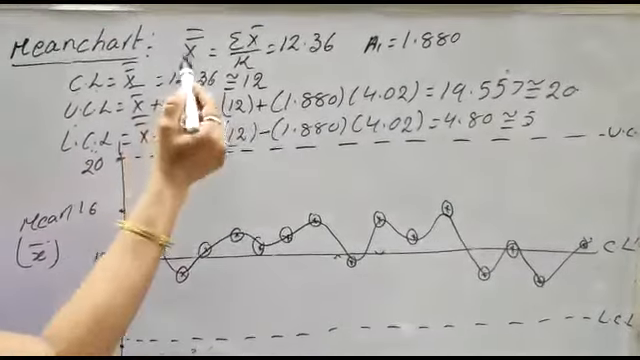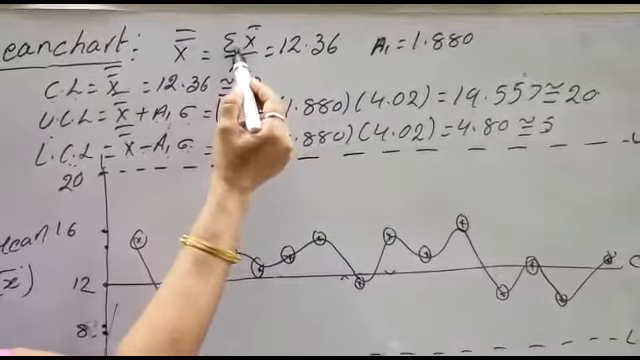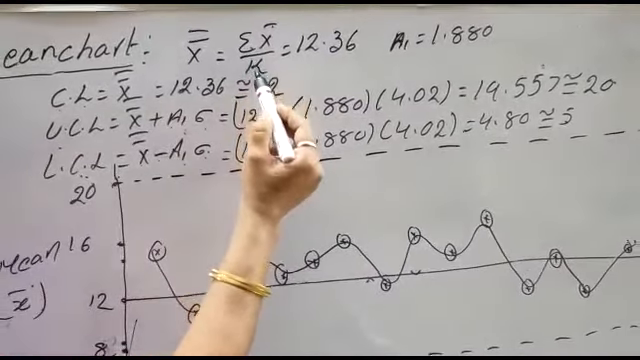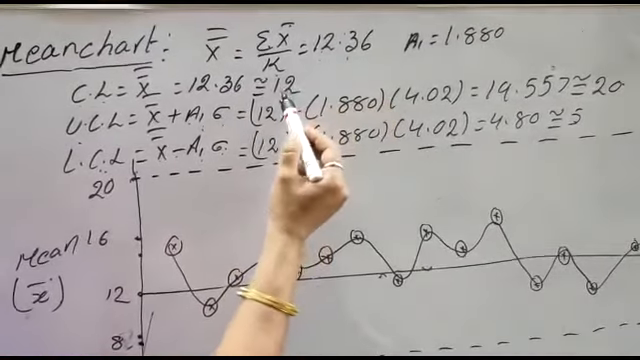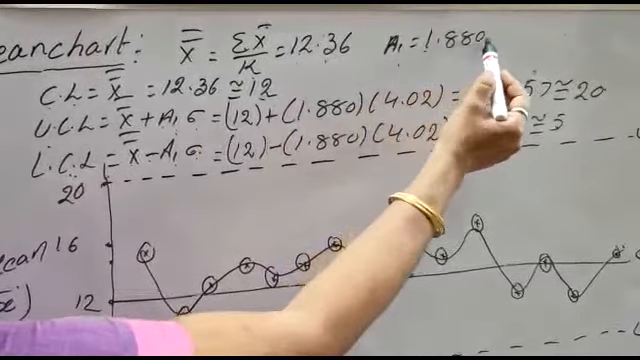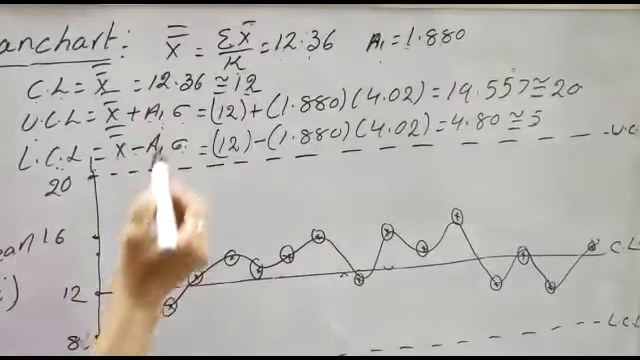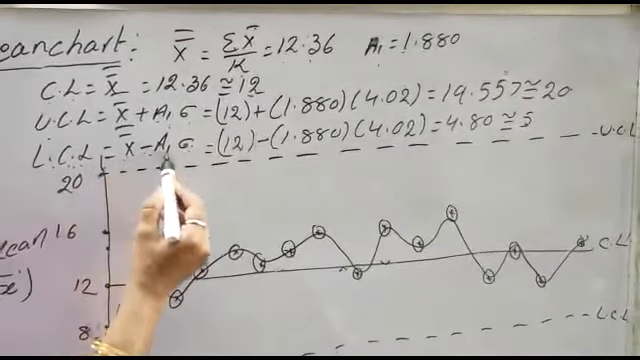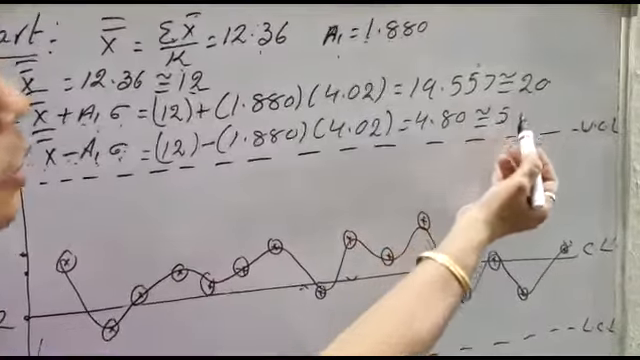Now, what is x double bar? X double bar equals sigma x bar by k. Adding all the mean values of the given samples and dividing by the total number of samples, you get 12.36. You can round it as 12. A1, the constant given, is 1.880. Next, UCL is x double bar plus A1 sigma bar, and LCL is x double bar minus A1 sigma bar. By substituting the values here, you get 20 and 5.